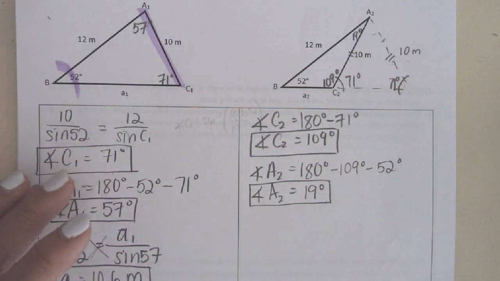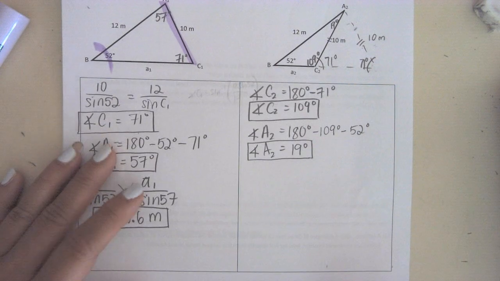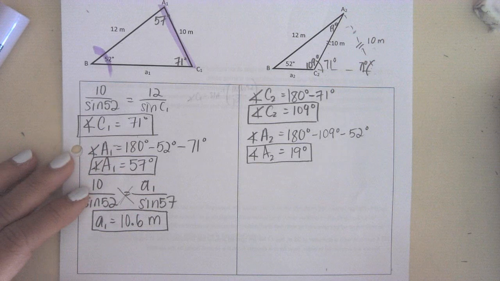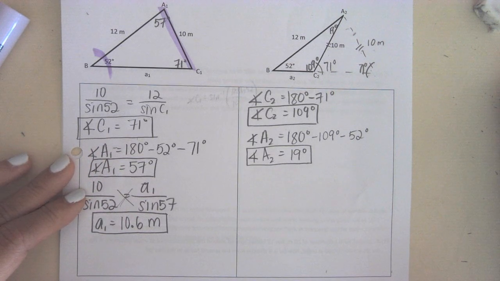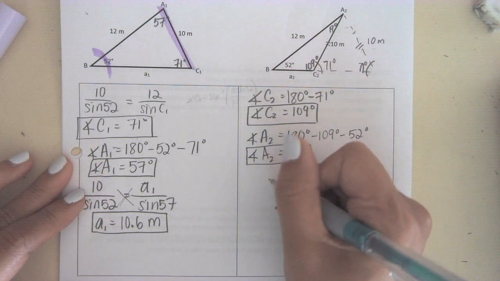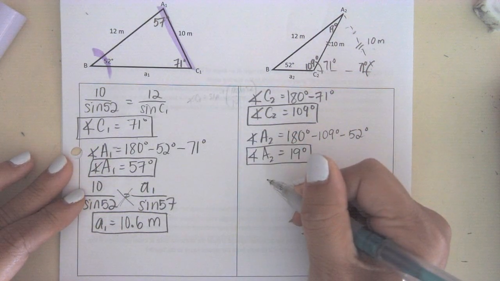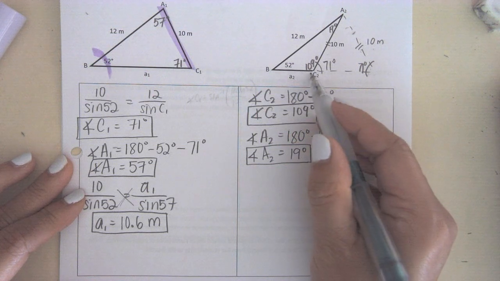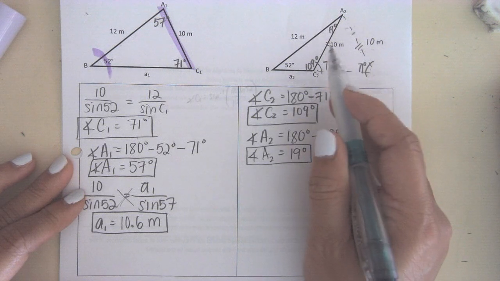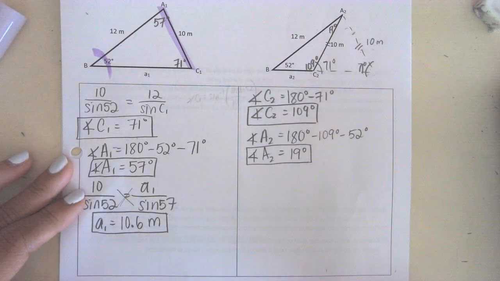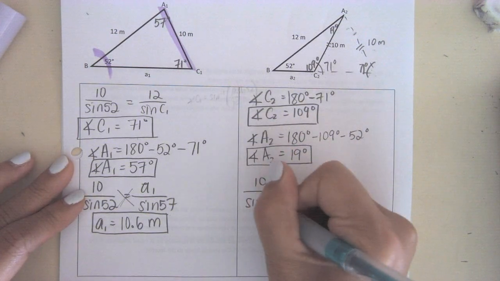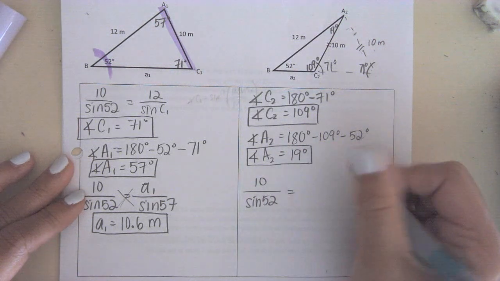What do we need to do to finish off this question? Find A2. How are we going to do that? Give me your strategy. Which law are we going to use? Sine law. Which side do you want to use? 109? This is a calculated angle from quite a lot of other math. Always try and use the numbers that are given to you. It'll be more exact because they're not rounded. So let's do 10 over sine 52 is equal to what?